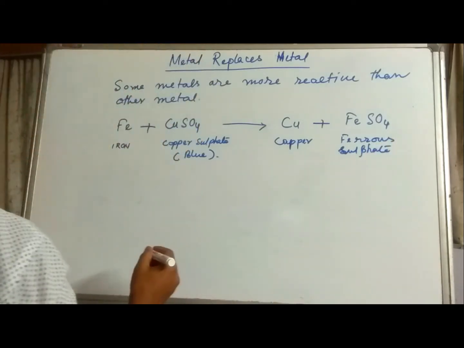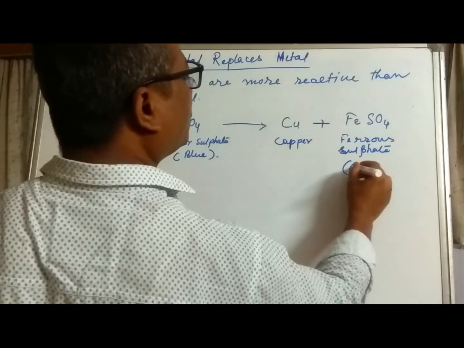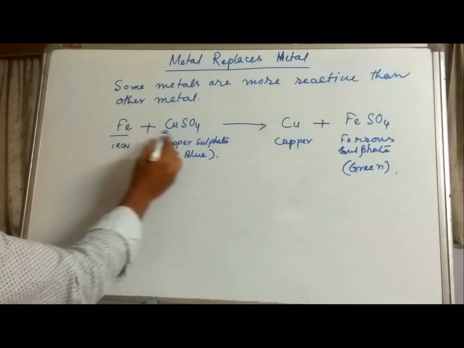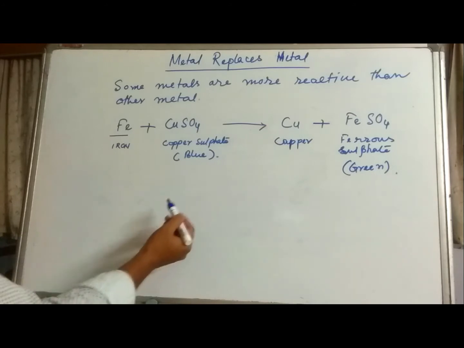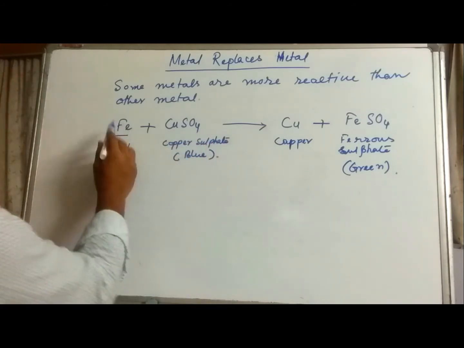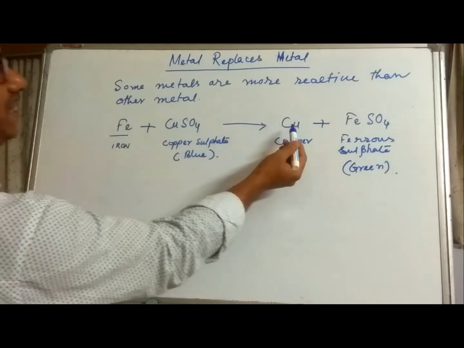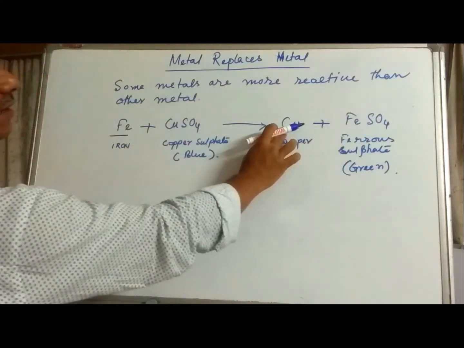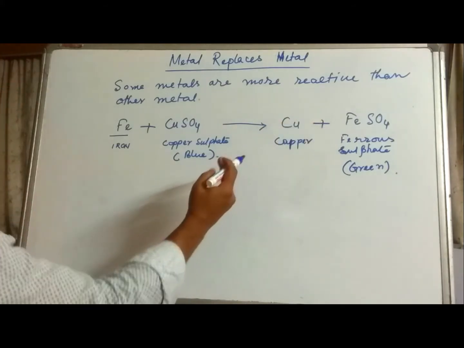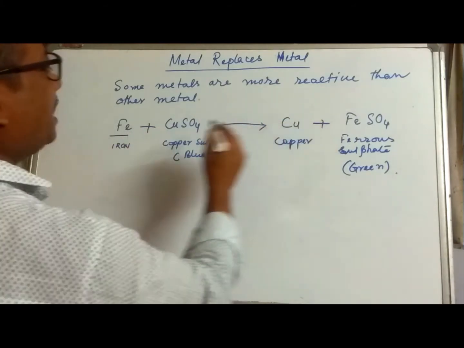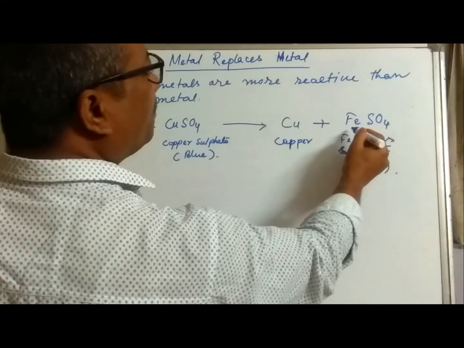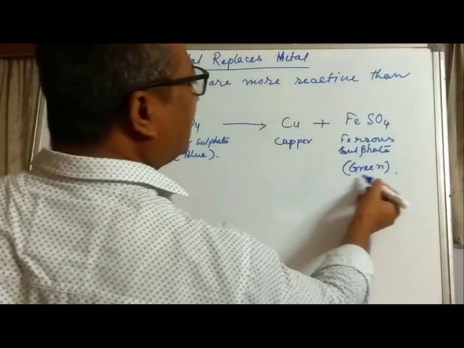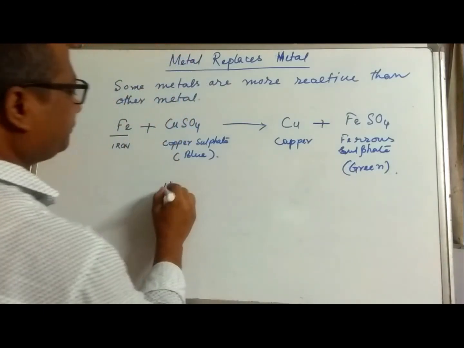Ferrous sulfate. This is green in color. Here you see when iron reacts with copper sulfate, which is blue in color, iron replaces the copper. That means it reduces the copper from copper sulfate, separating the copper, and iron itself produces the compound ferrous sulfate or iron sulfate, which is green in color.